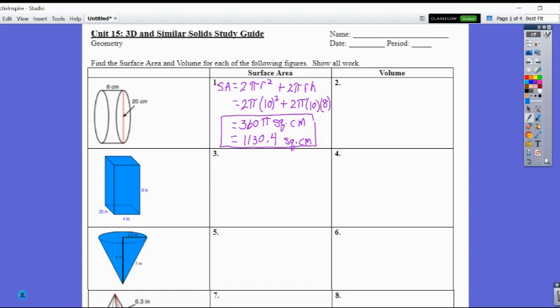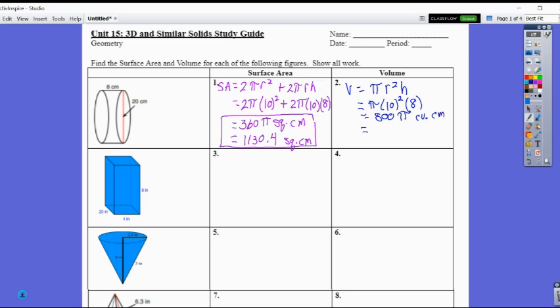The volume for this figure then, volume for a cylinder is our pi r squared h, straight off the formula sheet. Again, using that radius of 10 that we identified as half the diameter, using my height of 8, you can give that answer in terms of pi, where you're doing 10 squared times 8. This is 800 pi, and it's volume, so those are cubic centimeters.